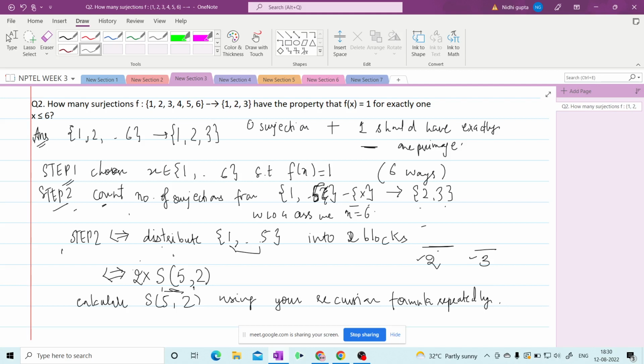If we want to calculate step 2, it is equivalent to distributing these elements 1 to 5 into 2 blocks. But here our 2 blocks are not identical, they are numbered, so it matters where we put our numbers. So we have 2 blocks, 2 and 3. If we had to distribute these objects into 2 blocks, it would be just the Stirling number of the second kind, S(5,2). But here boxes are also distinct, so we can interchange the boxes, hence we are also multiplying by 2.